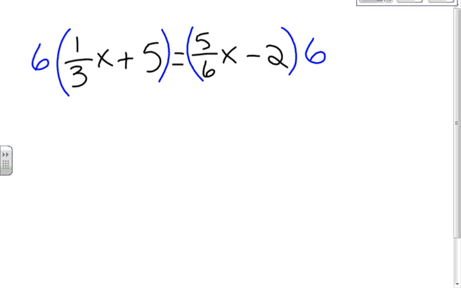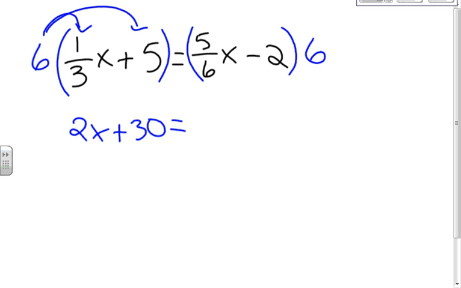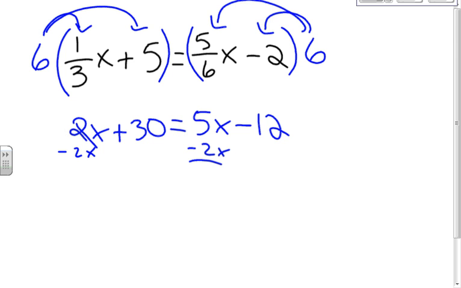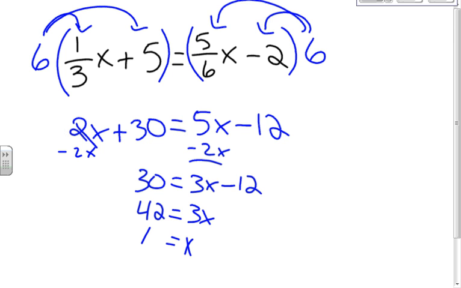On the left side of the equation, 6 times 1/3 x is just 2x, and 6 times 5 is plus 30. On the right side of the equation, 6 times 5 over 6 x is just 5x, and 6 times -2 is minus 12. Now I just solve. Minus 2x on both sides. 30 equals 3x minus 12. Add 12 to both sides. 42 equals 3x. Divide both sides by 3. x equals 14. Same answer, but I got rid of the fractions in the first step by multiplying both sides of the equation by 6.